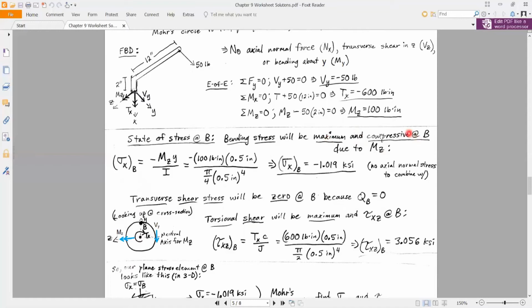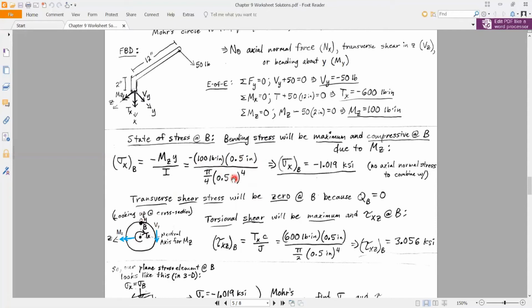So bending stress will be maximum and compressive at B due to our moment about the z-axis. Then you just have to plug in your values into your flexure formula. Our Mz was 100 pound-inches. The negative sign is accounting for the fact that it's going to be compressive. You can just use this kind of sign convention. And then our distance from the neutral axis to our point is our radius, so 0.5 inches.